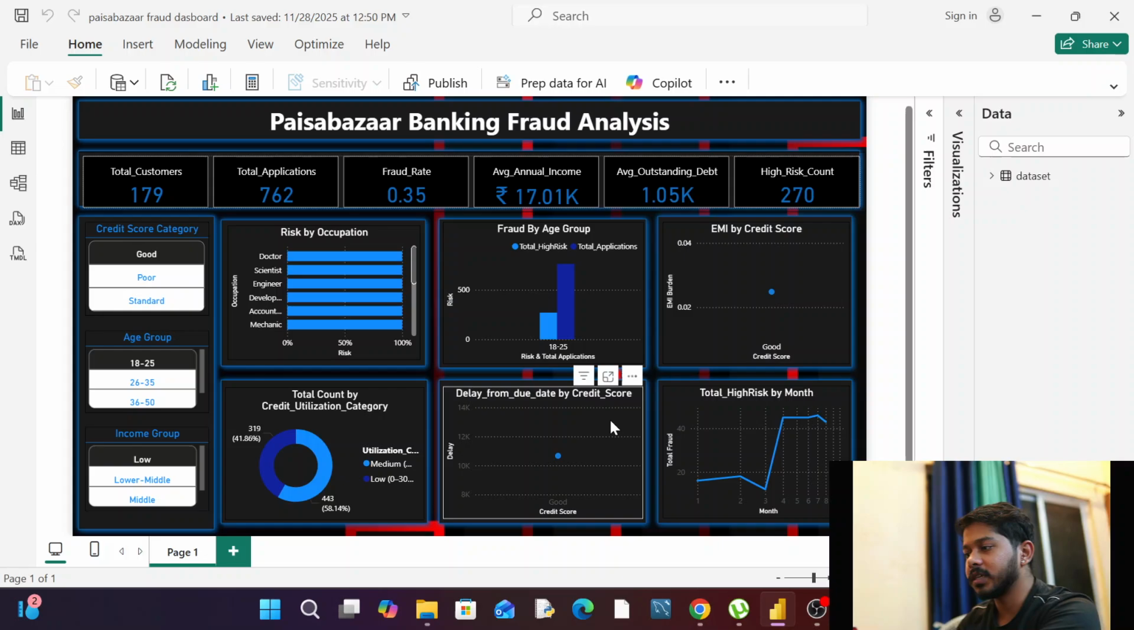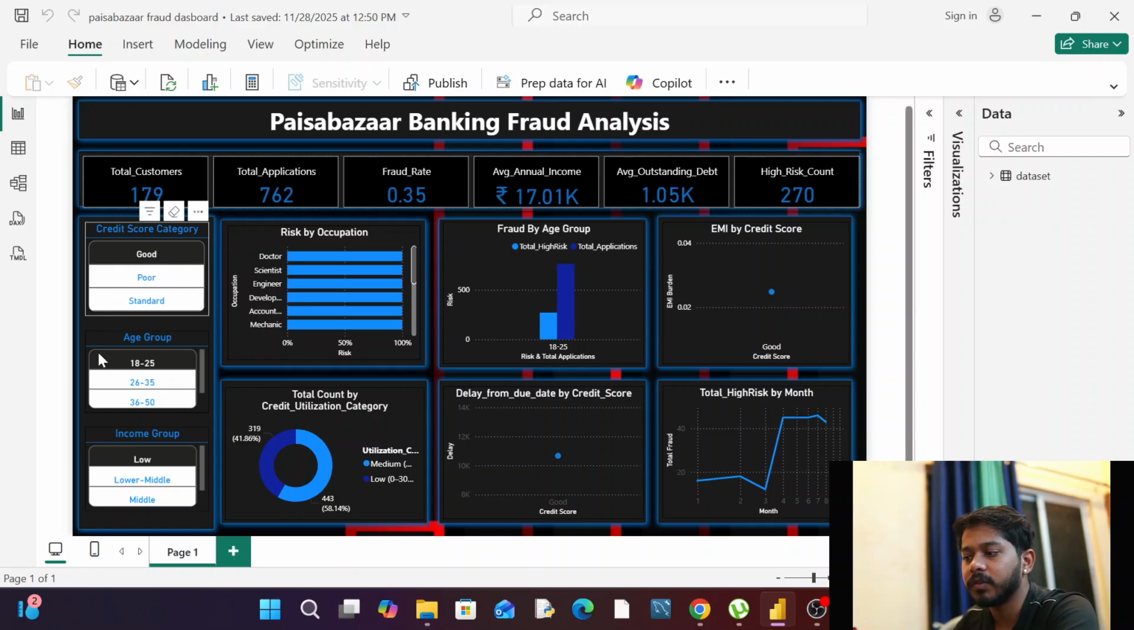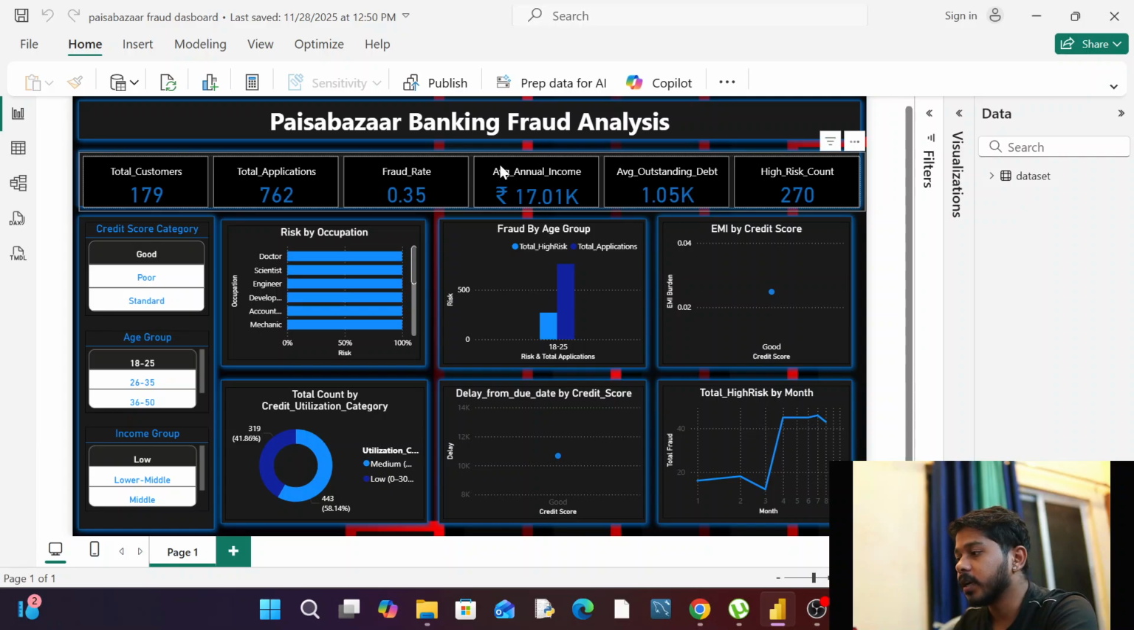So let's see what we have done. As you can see here, we have presented many KPIs like total customers. We have 171 customers. We have made filters also that I will explain later. We have made KPIs like total customers, total applications, fraud rate, average annual income, average outstanding debt, and high risk count. So these are basically the KPIs.